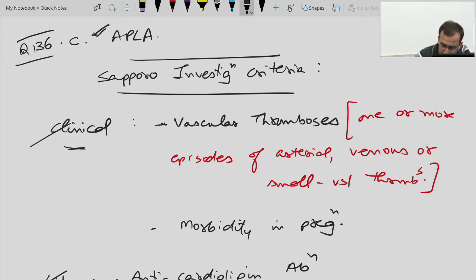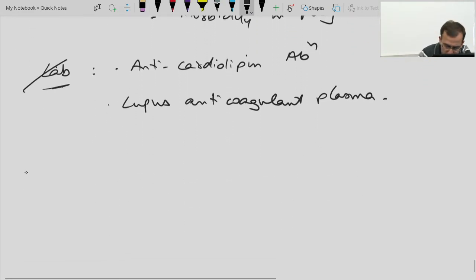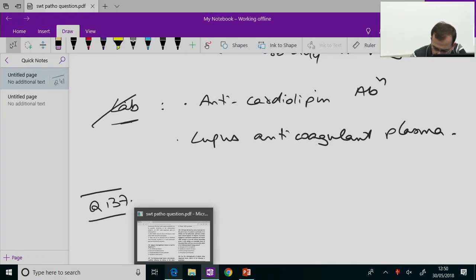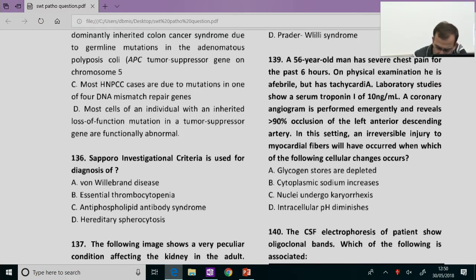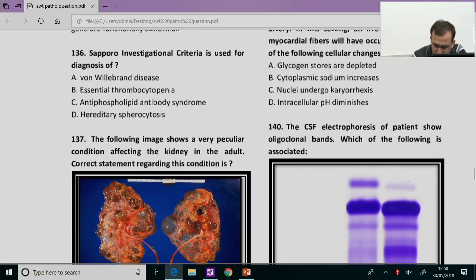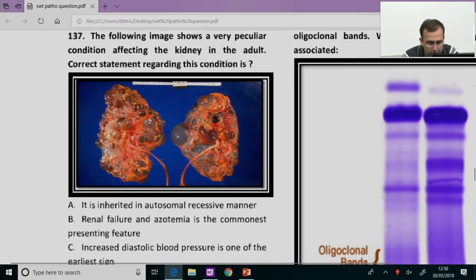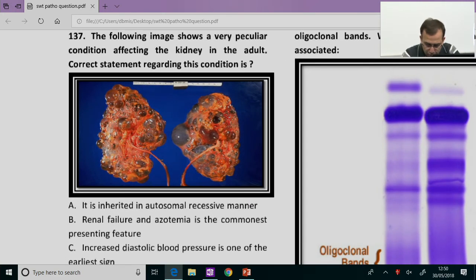Next, this gets us to question 137. The following image shows a kidney lesion in the adult. Now let us have a look at the kidney lesion. Even if adult was not mentioned, have a look at the kidney.